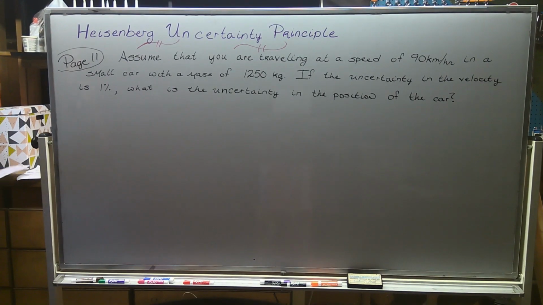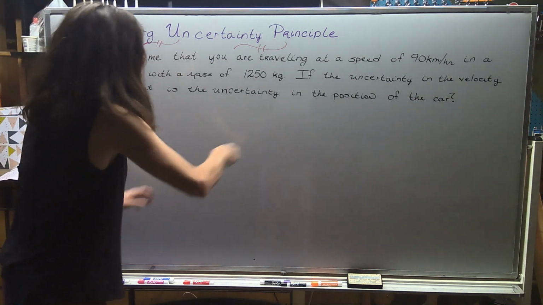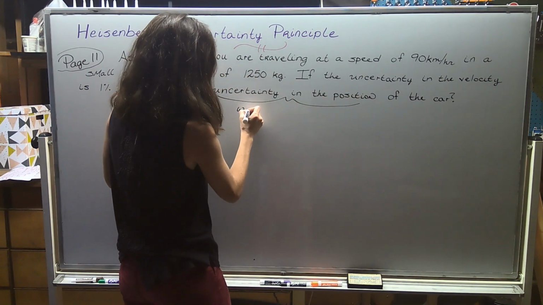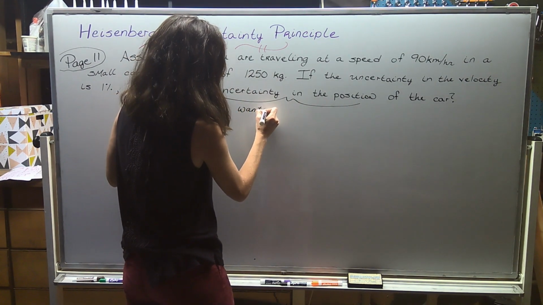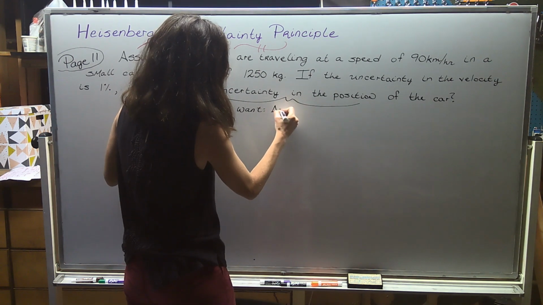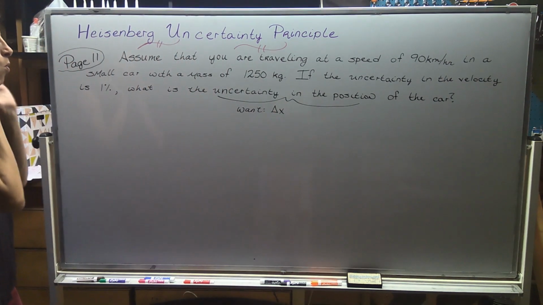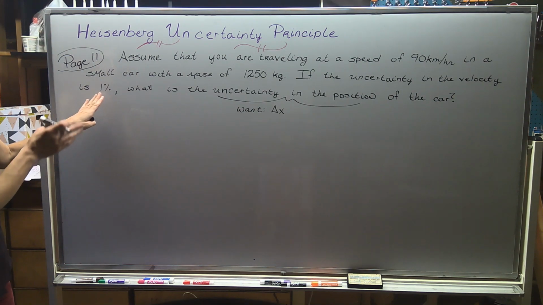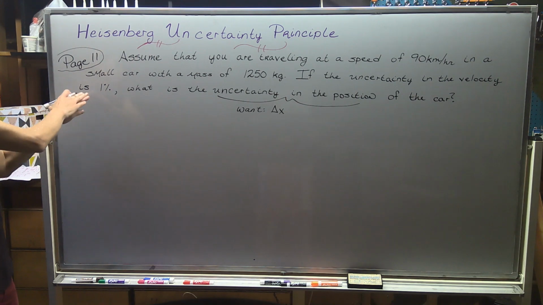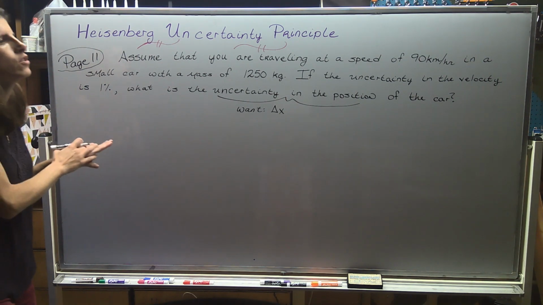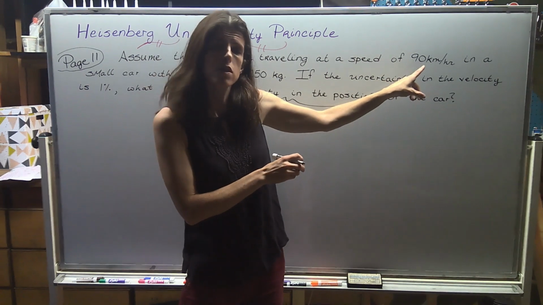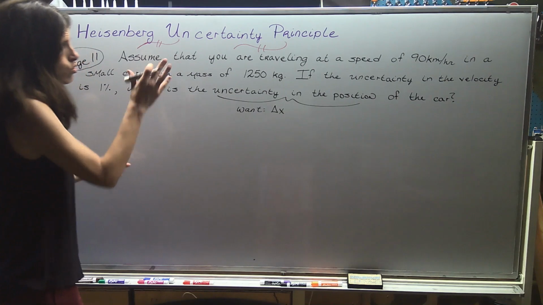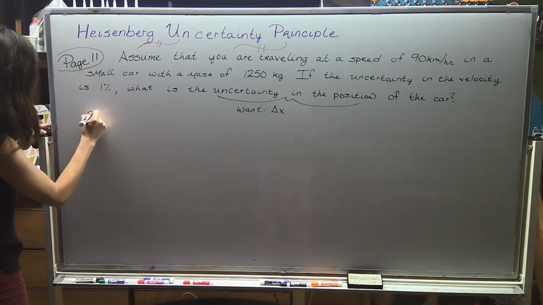All right, so first things first, uncertainty in the position. What do they want from us? This phrase right here tells us that they want us to solve for delta x. We're not given delta v directly. We have that scenario where we have to take the speed and multiply by the percent. However, before I even do that, I'm a little bit concerned because this is kilometers per hour and we need meters per second. So let's do that conversion first before we even start multiplying.